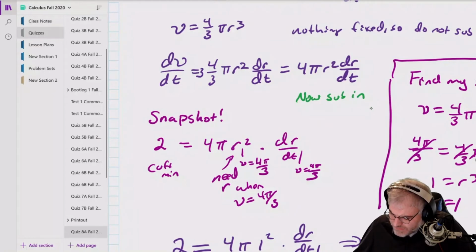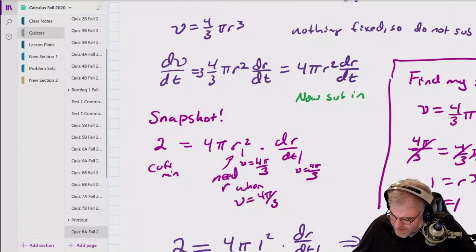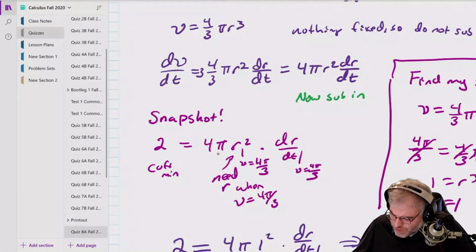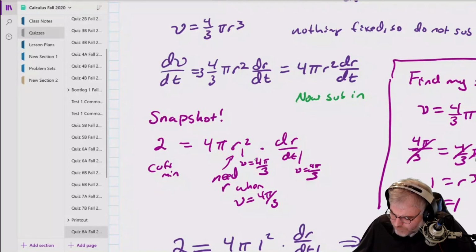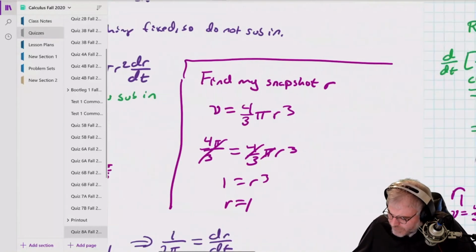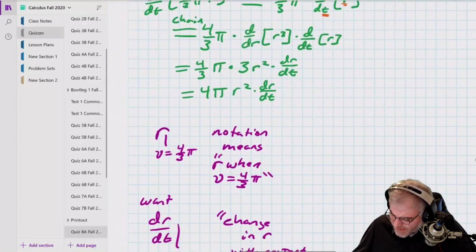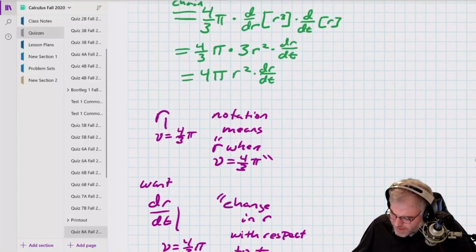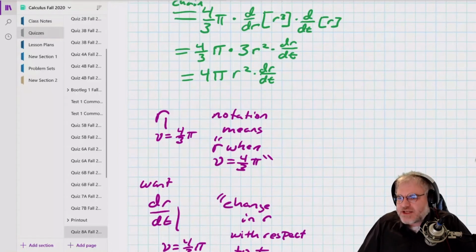Now I sub in. Let me explain this notation because people were confused this morning about it. What I'm doing here is I'm doing r when v equals 4 pi over 3. So that's what that notation means, right? I've got r when v equals 4/3 pi. How do we feel about that piece of notation, 1 to 5? So this is just the notation.